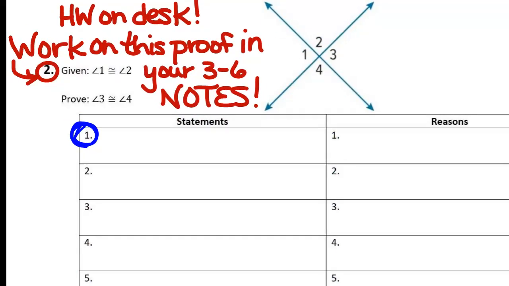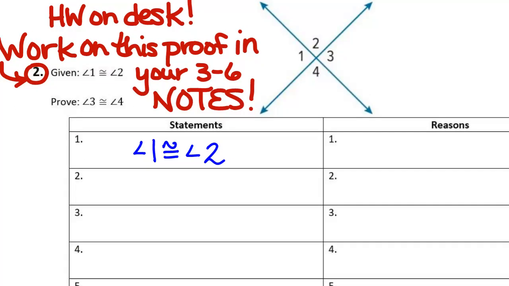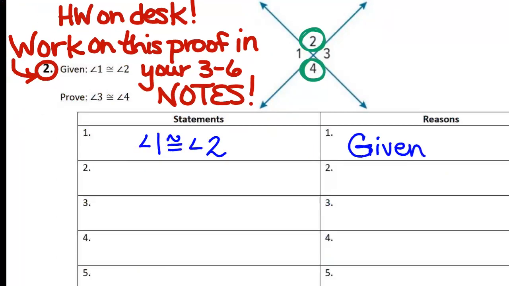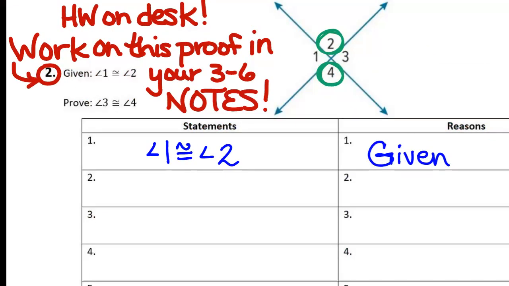Our given information. So angle 1 is congruent to angle 2. My reason for that? It's given. Looking at the picture, are there any other angles that we could say are congruent? Two and 4 are congruent. Anything else? 1 and 3 are congruent.